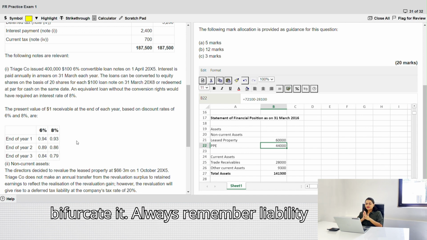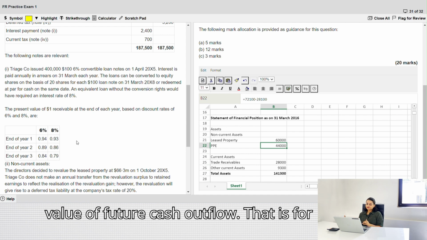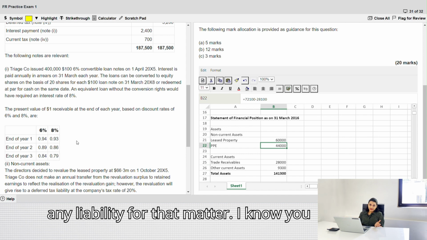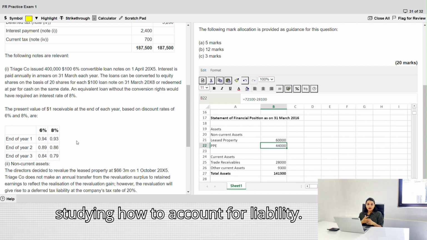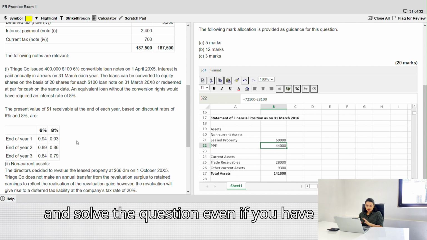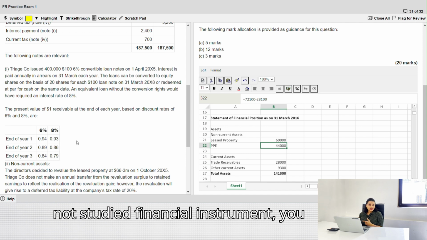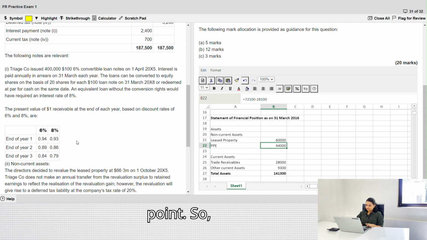Always remember, liability is very simple. Liability is present value of future cash outflow. That's for any liability for that matter. I know you would have studied that at the time of studying how to account for liability. So use your basic concepts and solve the question. Even if you have not studied financial instruments, you will still be able to understand this point.